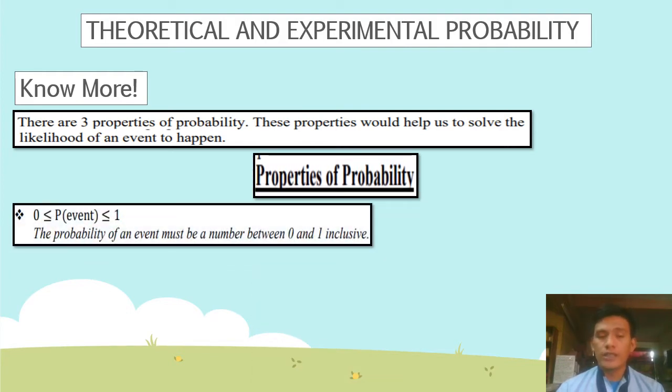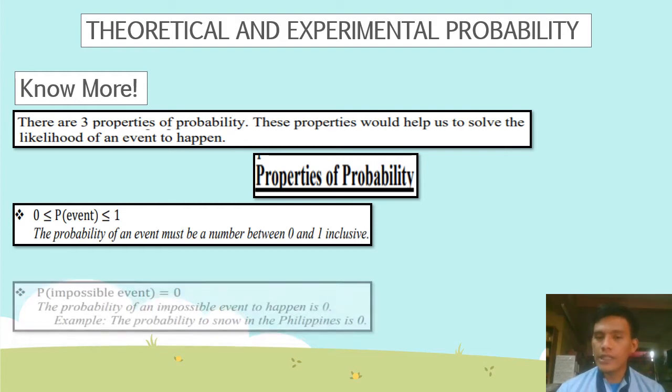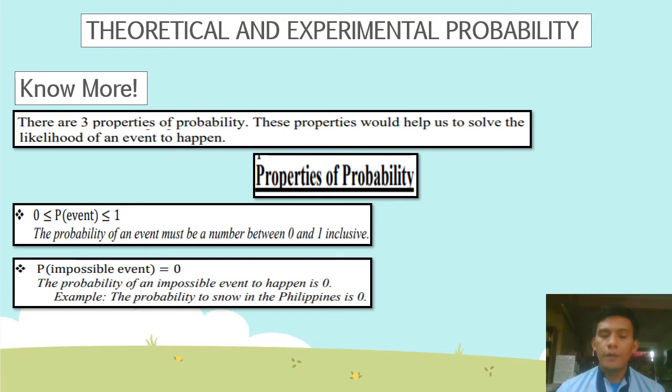First, 0 is less than or equal to the probability of an event, which is less than or equal to 1. The probability of an event must be a number between 0 and 1 inclusive. Next property is the probability of the impossible event, and that will be equal to 0. The probability of an impossible event to happen is 0.